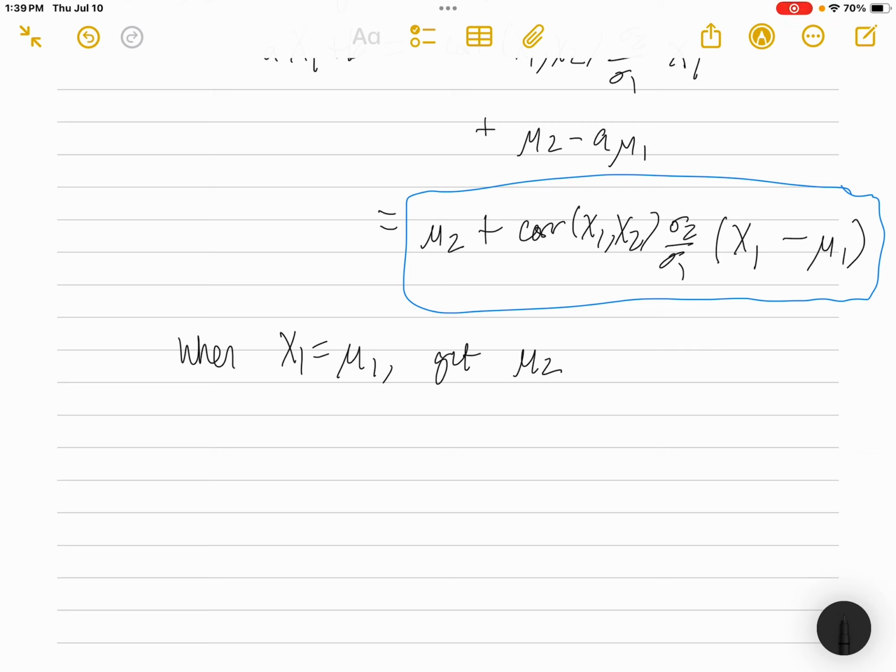Okay, we'll do more examples of this in the next video. And then we also have to talk about the Cauchy-Schwarz inequality and then how we get that the correlation is between -1 and 1. Okay, thanks.